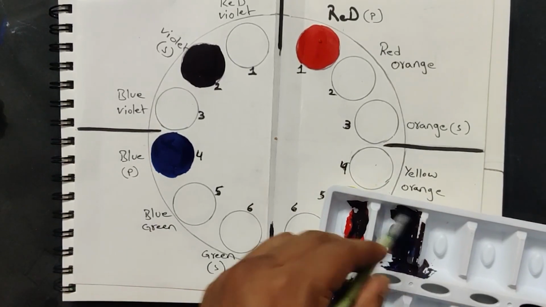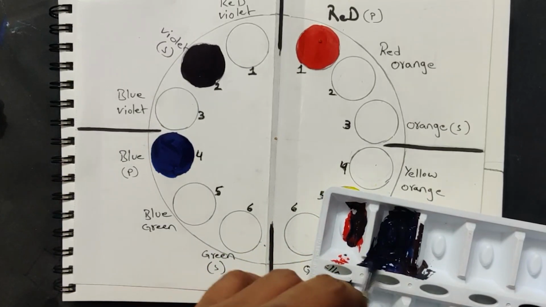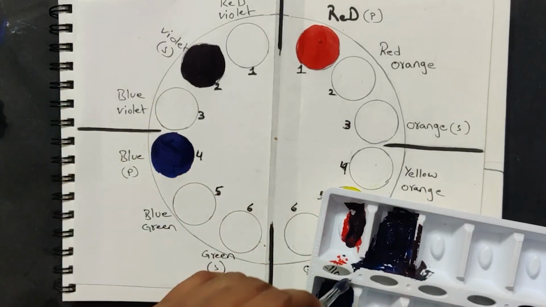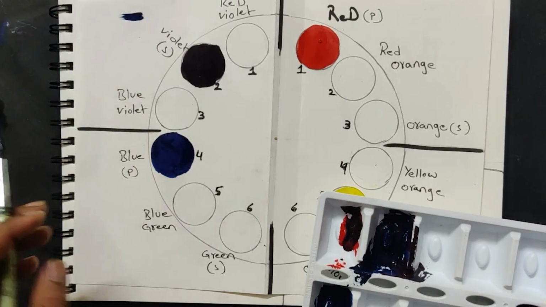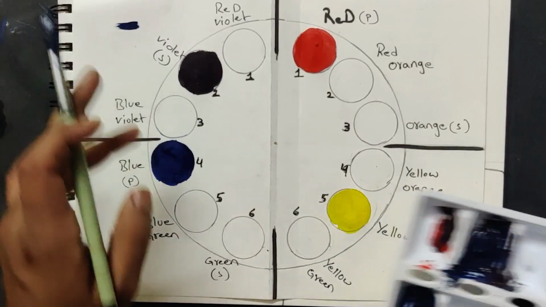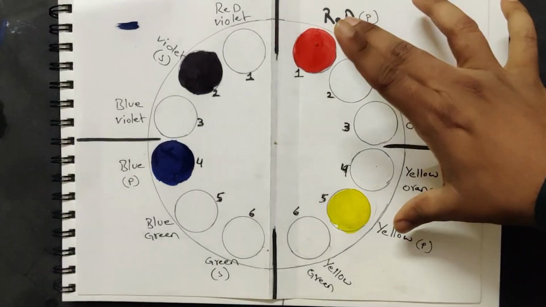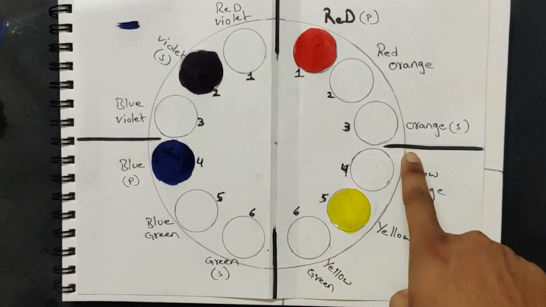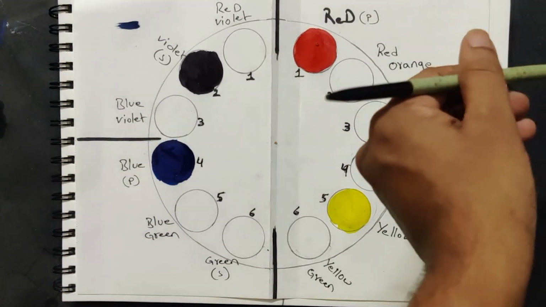I will show you the light version of it. See the light version. I'm putting just a simple dark violet color, and it will be very dark. It's okay. Now by mixing red and yellow, we'll get an orange color.